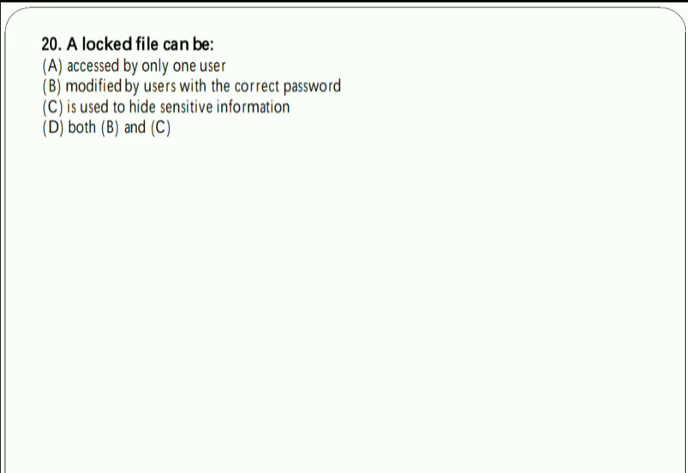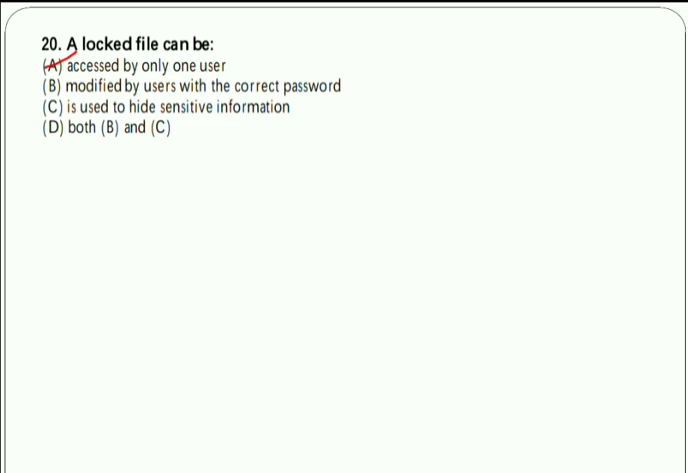A locked file can be accessed by only one user, modified by users with the correct password, used to hide sensitive information, both B and C. So file locking is a mechanism that restricts access to a computer file by allowing only one user or process access at any specific time. So option A is the correct option. It can be accessed by only one user.